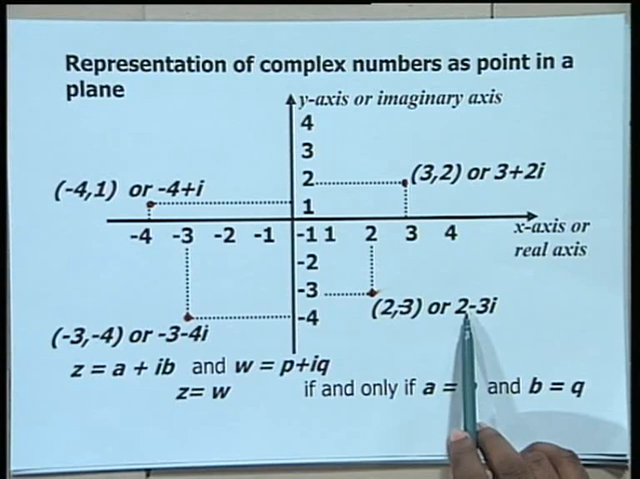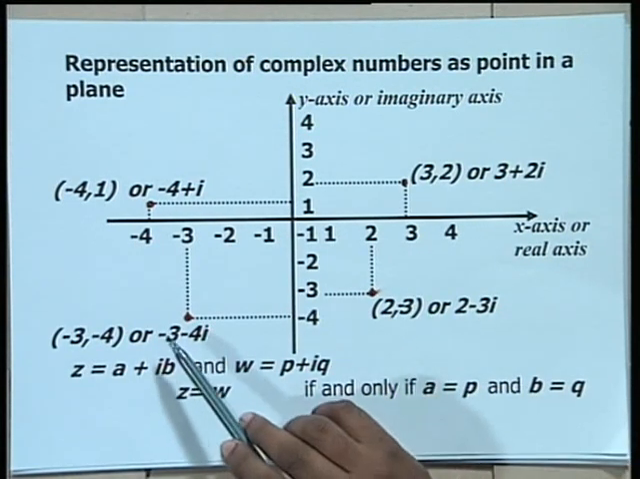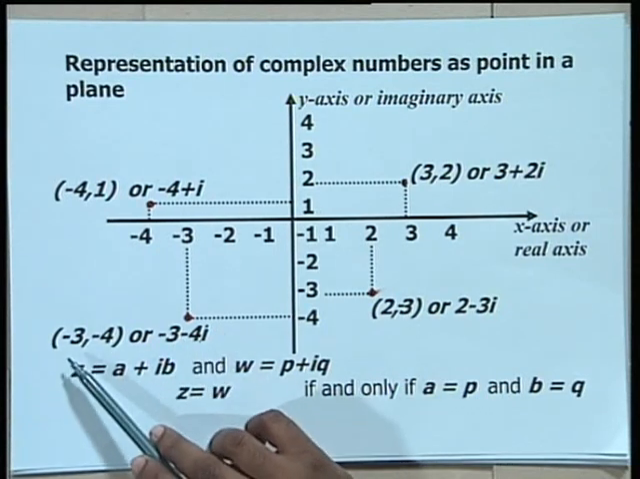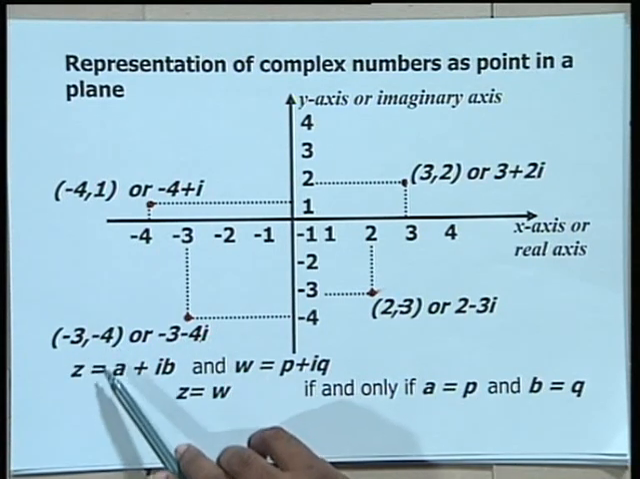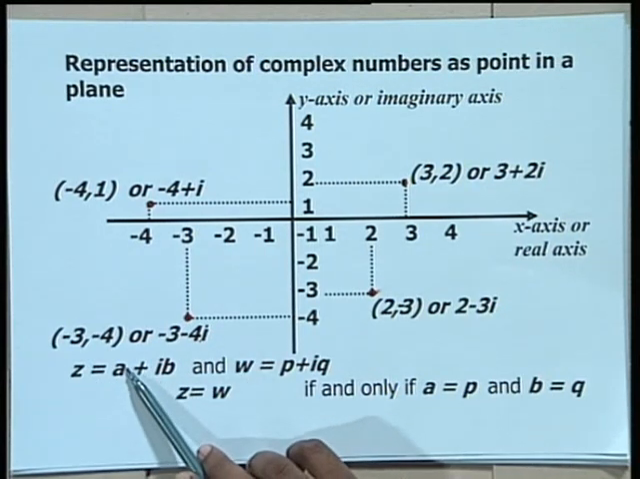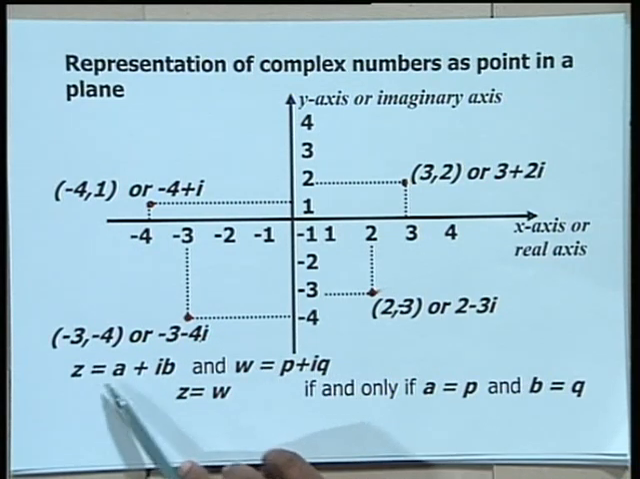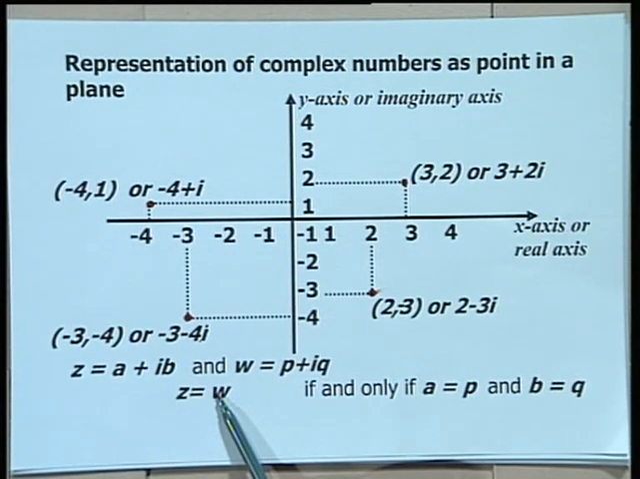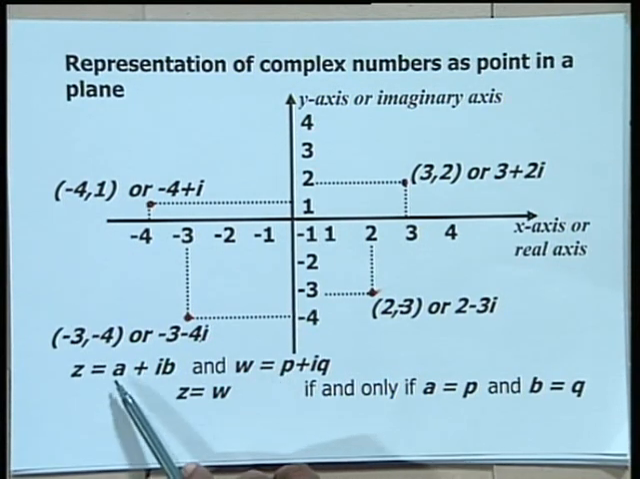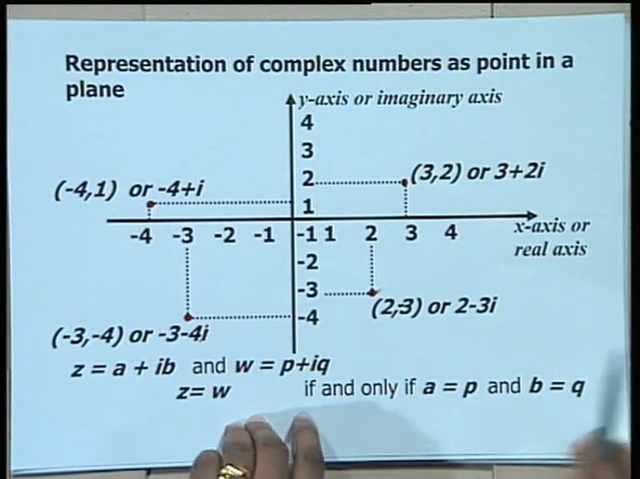Same applies to the complex number 2 minus 3i, represented by 2, minus 3, and minus 3 minus 4i, represented by minus 3, minus 4. Also note that if I have two complex numbers, a plus ib and p plus iq, the two complex numbers will be equal if and only if the two real parts are equal and the two imaginary parts are equal. That is, a is equal to p and b is equal to q.